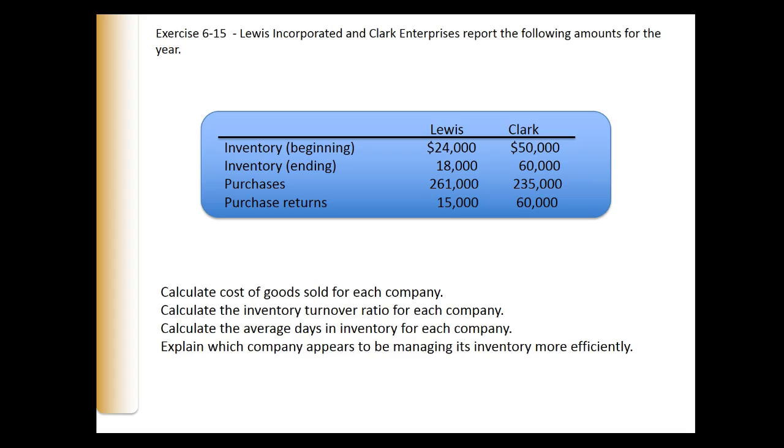Let's look at exercise 6-15. Lewis Incorporated and Clark Enterprises report the following amounts for the year. So we've got the beginning inventory, the ending inventory, purchases, and purchase returns. We're going to calculate the cost of goods sold for each company, calculate the inventory turnover ratio for each company, calculate the average days in inventory for each company, and explain which company seems to be managing its inventory most efficiently.